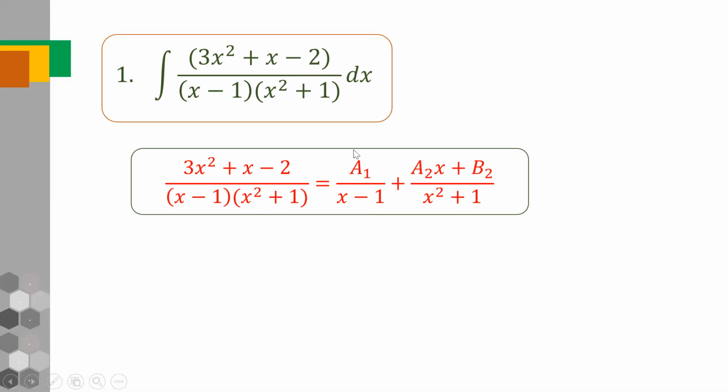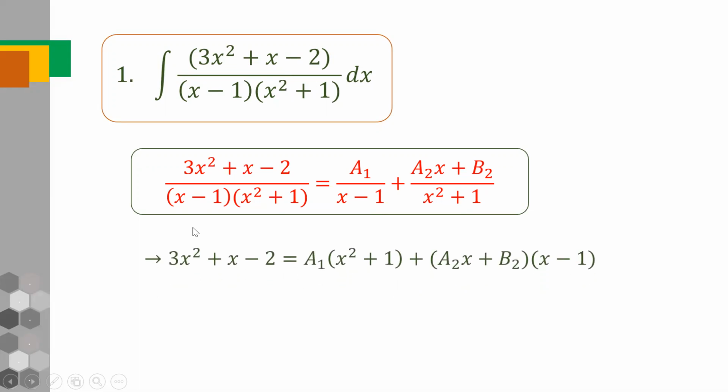So take note, if we have a linear factor in the component, its numerator is symbolized by a single coefficient or a single variable, while for the quadratic factor, we have an entirely different numerator. If we have a quadratic factor, its numerator is a linear expression. This means we have to solve for the coefficient of variable x and the other the constant. So by the use of LCD, the numerator 3x squared plus x minus 2 is just equal to a sub 1 times x squared plus 1 plus x minus 1 times a sub 2 x plus b sub 2.